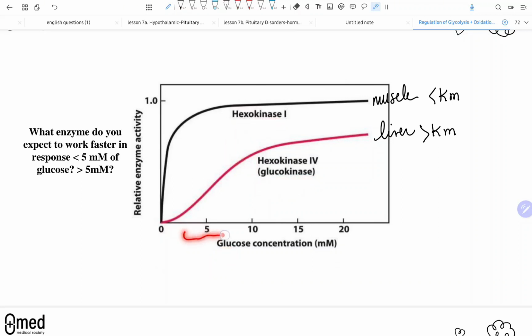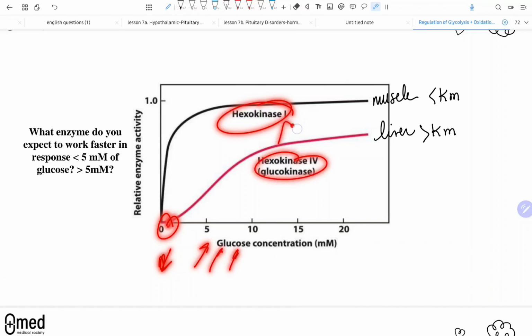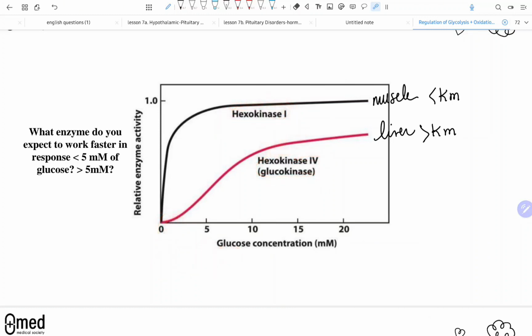But as you increase the glucose concentrations, you see right here, this enzyme goes into a plateau, but this enzyme continues to increase, right? So this tells us that hexokinase 4, which is the liver enzyme, has higher activity than hexokinase 1, which is related to the muscle, at higher glucose concentration. So I will reiterate, hexokinase 1 has higher activity at low concentration, but as the concentration gets higher, this one is going to have higher activity than hexokinase 1.